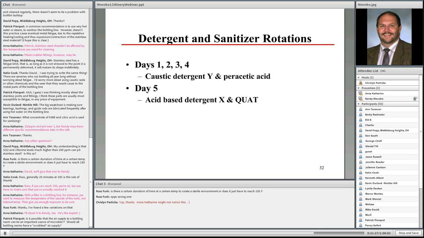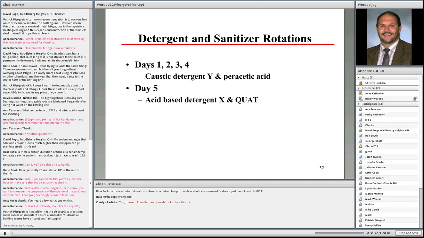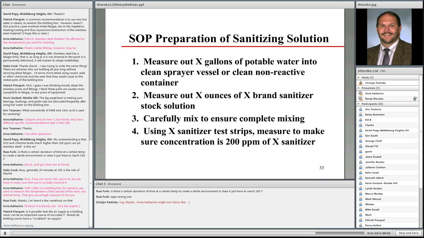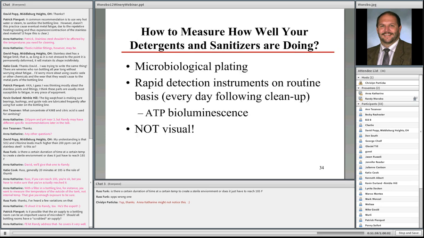So here's an example. Because you've got tartrates as a primary organic buildup, use a caustic detergent days 1 through 4 and a peroxyacetic acid as your sanitizer. On day 5, switch to the acid cleaner to get rid of the mineral deposits, and then a quat, because you're going to have days 6 and 7 for it to actually activate. Simple as it is, this is just an example of how to properly prepare a sanitizing solution. Make sure that you measure the gallons of water that you use and how many ounces, and that you've actually got the correct sanitizer, and then measure the final concentration.